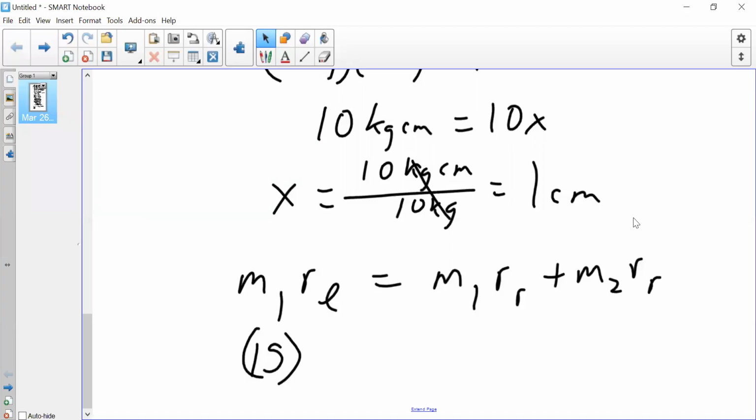Sorry about that. Okay, so on the left-hand side, I have 15 times 3. That gives me 45, of course. And then I place the 15 kilogram mass at 2.